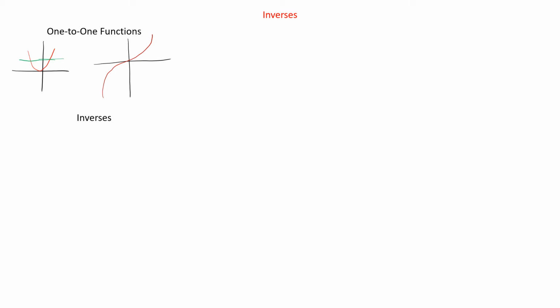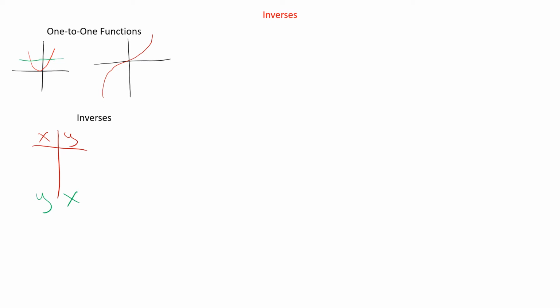Inverses, as I mentioned, is where we switch the input and the output. To do that, we switch the x and the y. And that's all it is. If we are looking at a table, we just flip the columns on the table. So if we have a table that has x and y, the inverse would simply be y and x. The numbers would be the same. We just switch which one's x, which one's y.